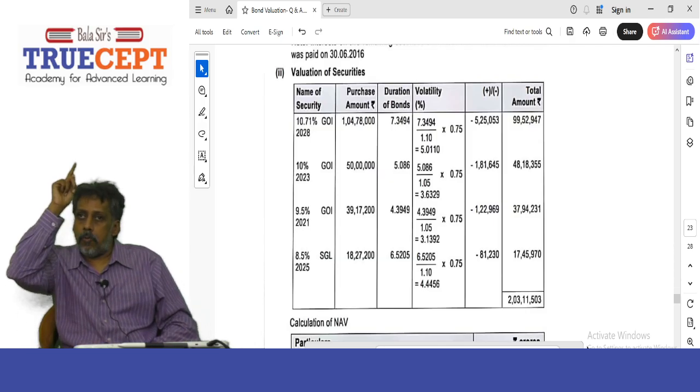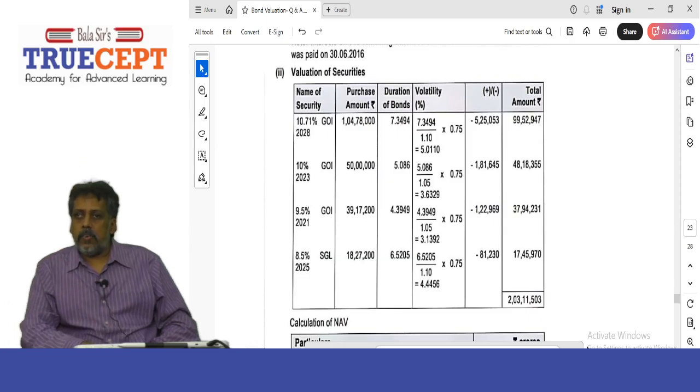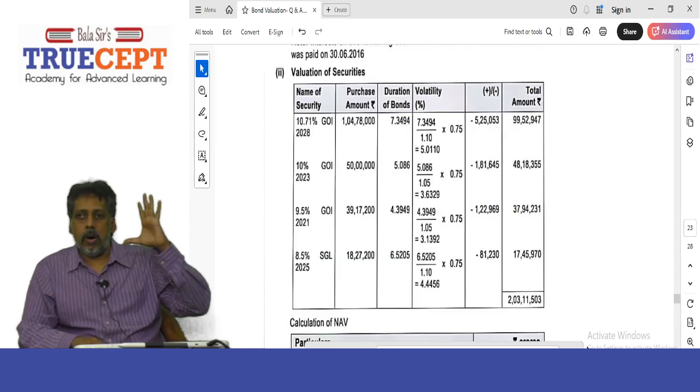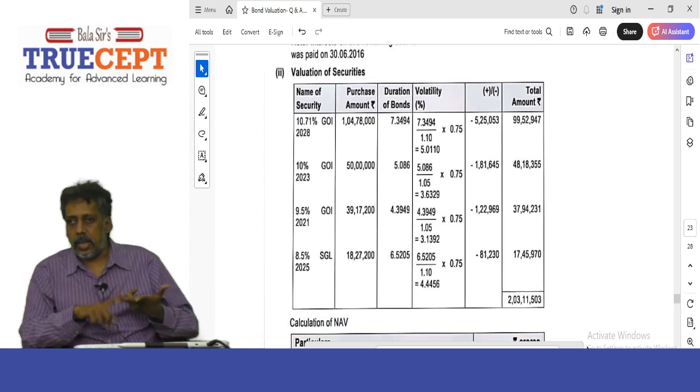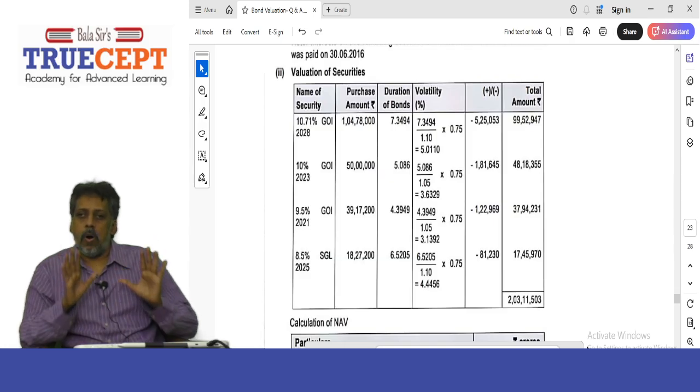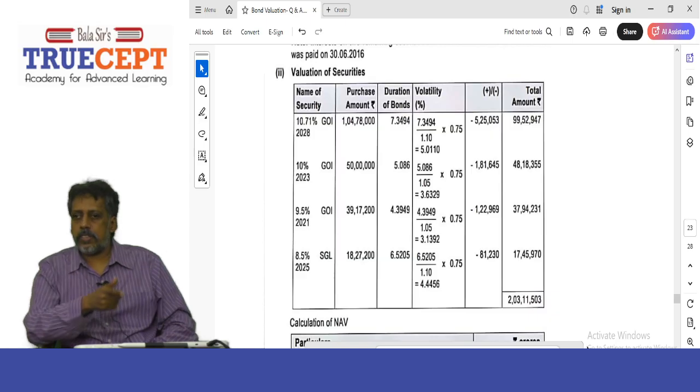5,25,053. This is a fall in the bond price. Therefore, how to get the now market value on 1st July 2016? From 1 crore 4,78,000, subtract 5,25,000. That is all. How much do you get? 99 lakh 52,947. That is all. Such a wonderful sum. You know that?